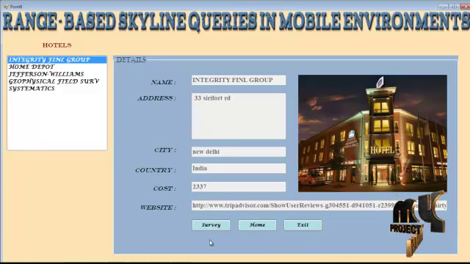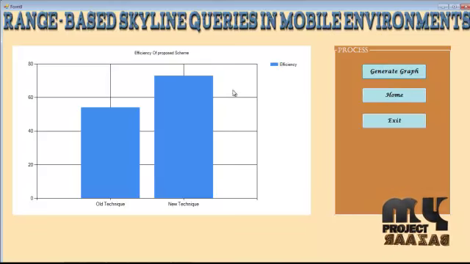Then we need to go for a survey. Here in this graph, we can see the efficiency of the older technique as well as our proposed technique. Our proposed technique includes the block based weighting technique. Since we are using it, we can retrieve the information in the most efficient way.